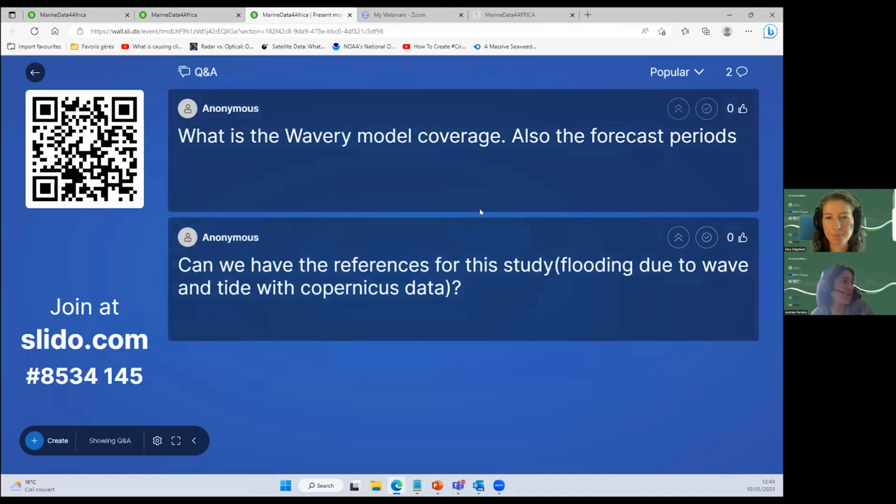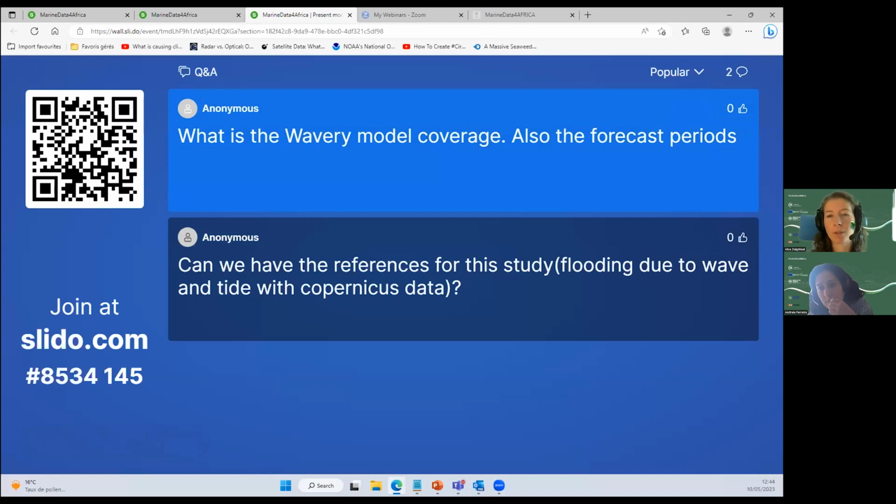So the first one: what is the Waveris model coverage, also the forecast periods? It's the same coverage for both models. They are global. And there are no forecasts for Waveris. The NRT, the model in near real time, and Waveris concern different time coverage. The NRT is for today, the last month and the 10 days that are in the future. And Waveris is for the real past, that means really 30 years back. Yeah, I see.